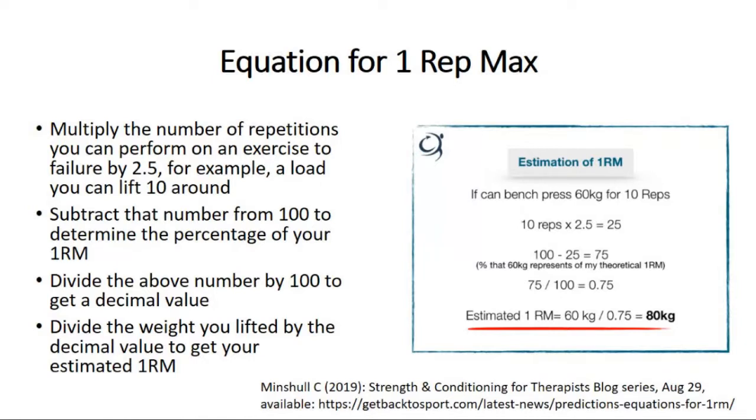Okay. And then what we do is we estimate this 1 repetition max against the theoretical 1 repetition max. And that gives us our theoretical 1 repetition max. So what this is doing is saying that if we can bench press 60 kilos for 10 repetitions, we could probably only do 80 kilograms for 1 repetition. That would be our strength training.